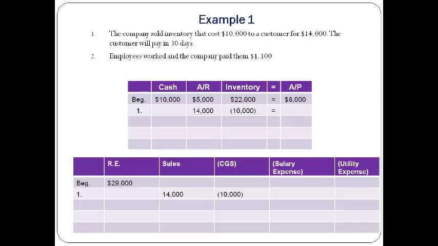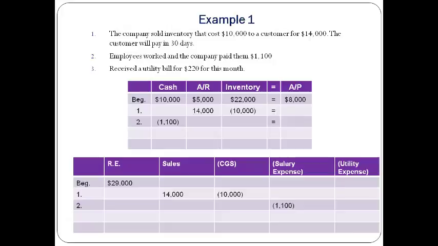Let's do the same with the second transaction. Employees worked and the company paid them. Were goods or services provided to customers? No. Was a service provided to the company? Yes. Employees worked, and we call this salary expense. Was this paid? Yes. So decrease cash. Was an asset other than cash used up? No. Was a liability repaid? No. Was an asset purchased? No.